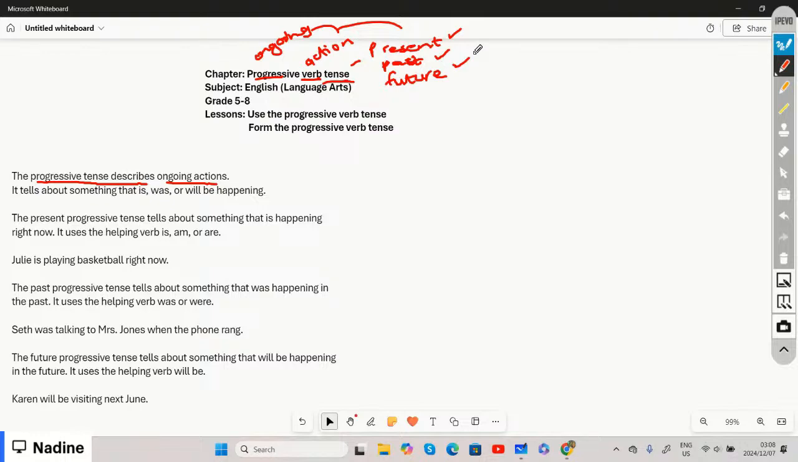And when it comes to progressive verb tenses, right, it tells you about something that is, which is now, in the present; was, which is in the past; or will be happening, which is in the future tense. That is progressive verb tenses. It tells us about something that is, which is now, was, which is in the past, and will be happening, which is in the future tense.